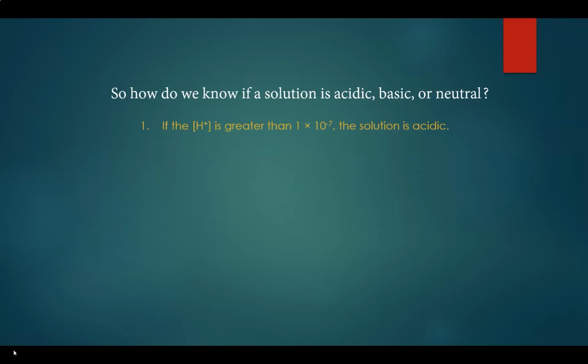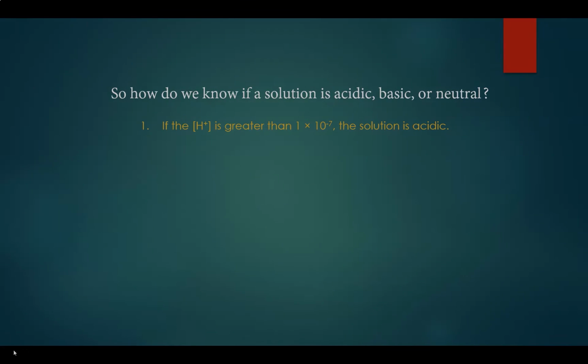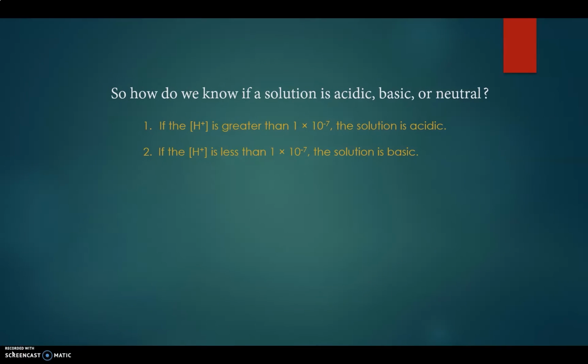Determining whether a solution is acidic, basic, or neutral is pretty straightforward. Since 1 times 10 to the minus 7th is neutral, anything greater than that will be acidic. Conversely, if the H plus concentration is less than 1 times 10 to the minus 7th, then the solution is basic.